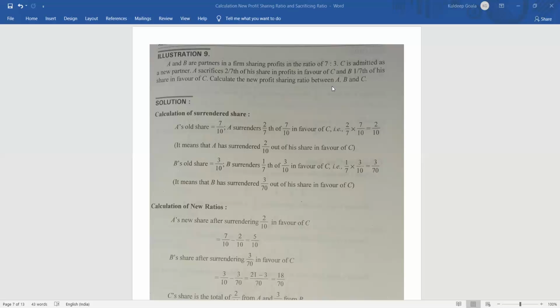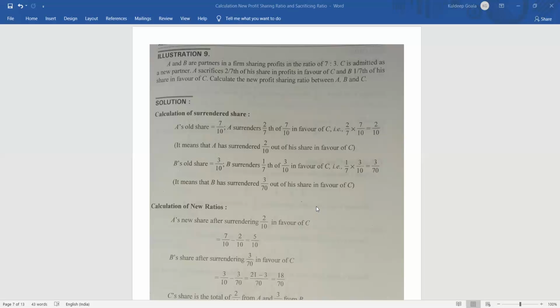Then again B is going to give how much? 1/7 of 3/10. So 1/7 of 3/10 will be how much? 3/70. Clear. So it is coming 3/70. Just to make the denominator same, we are going to multiply this one with 7. Okay, so what will it become? 7 2s are 14, 7 10s are 70. So 14/70. So the sacrificing ratio will be 14:3. Clear? Okay, so the ratio is 14:3. If you make the denominator same, it will become 14/70. Clear?